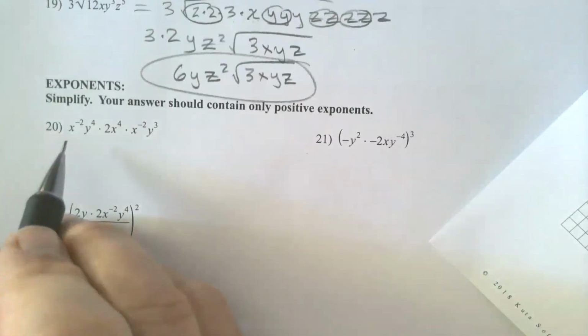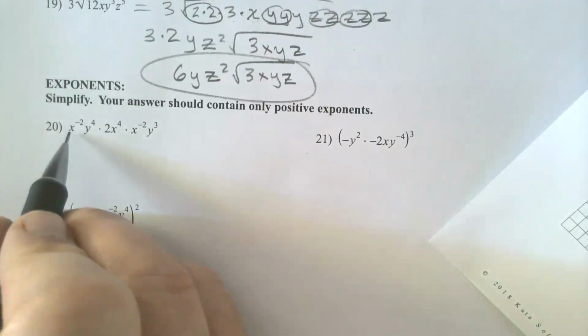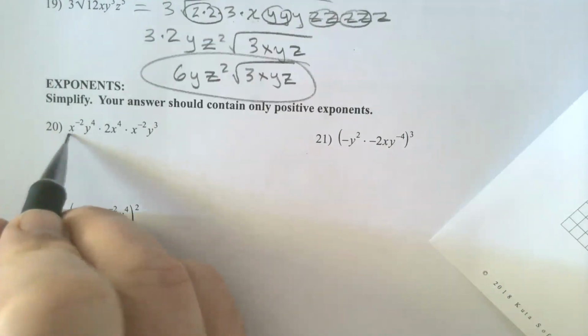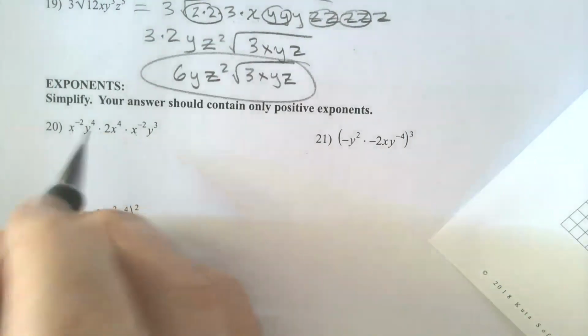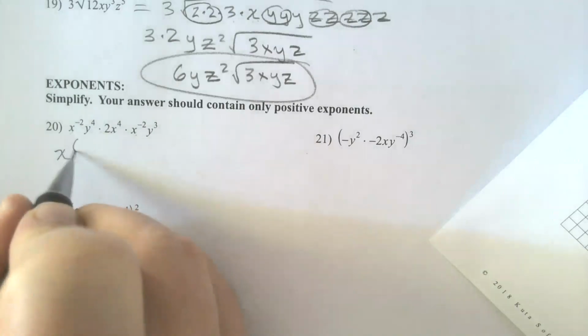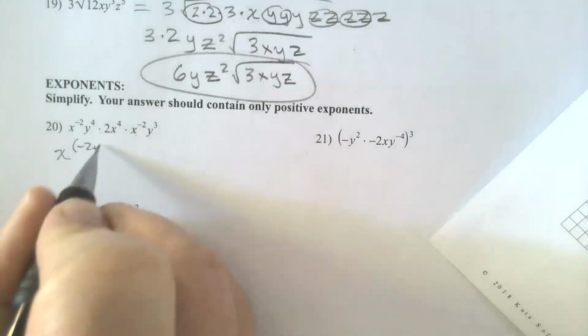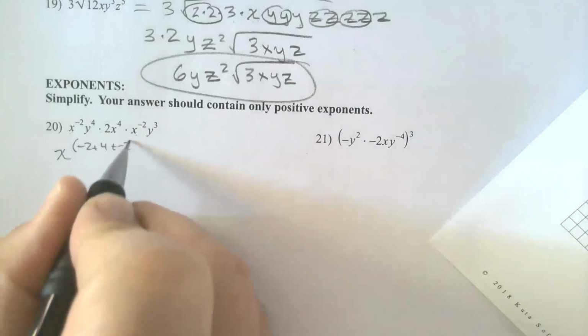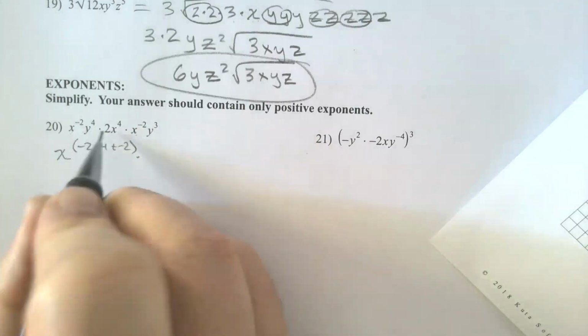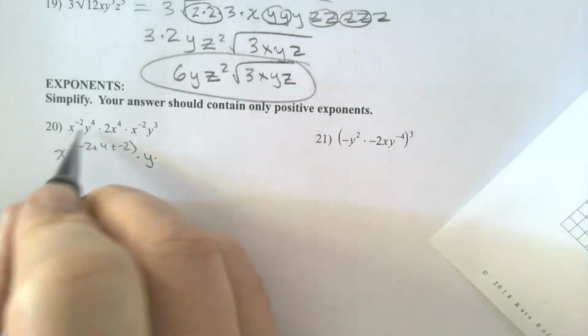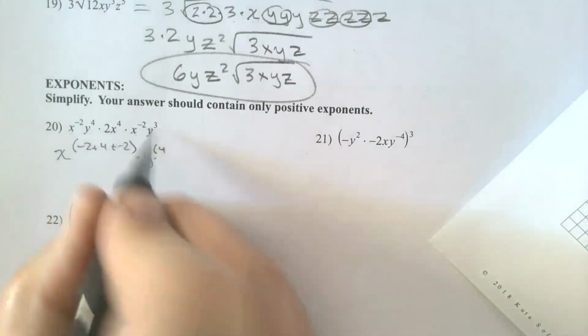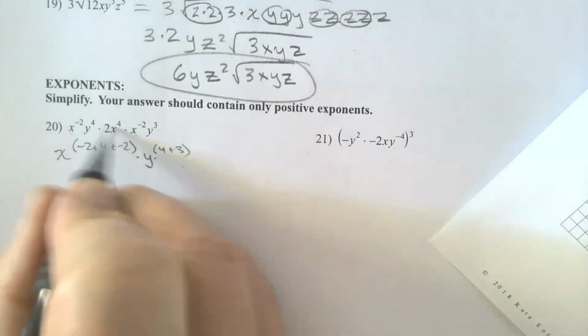All right, now we're simplifying exponents. Anything that's got a base of x and is multiplied, I can add the exponents. So I'm going to have x with a -2 plus a 4 plus a -2, and then times y, which is going to have an exponent of 4 plus 3. And then there's this 2 in there.